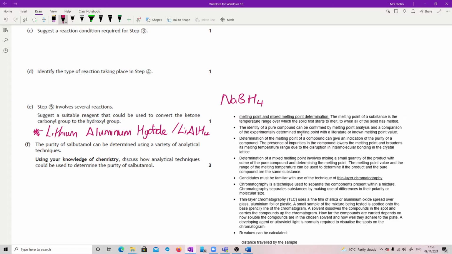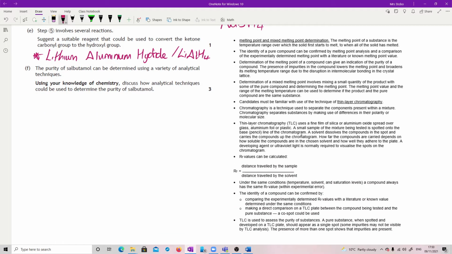Okay, and then we hit F, and F is one of these horrible ones. This is a 3 marker. Purity of salbutamol can be determined using a variety of analytical techniques. Using your knowledge of chemistry, discuss how analytical techniques could be used to determine the purity. On the right hand side, I've pulled the SQA key areas for where you're really looking for this. This is the stuff in the research and chemistry section. I'm not saying that this is absolutely where you would go with it, but this is the straight lift, and it would probably give you a reasonable starting point.